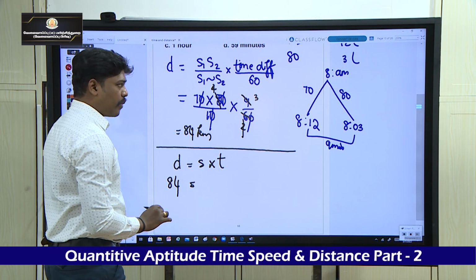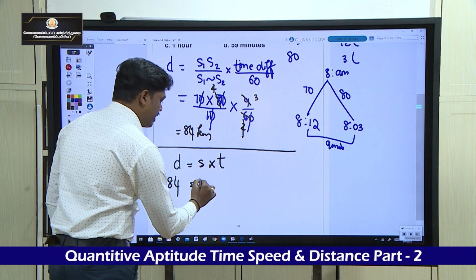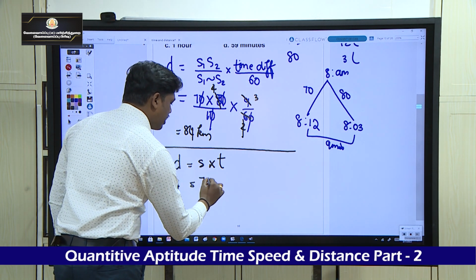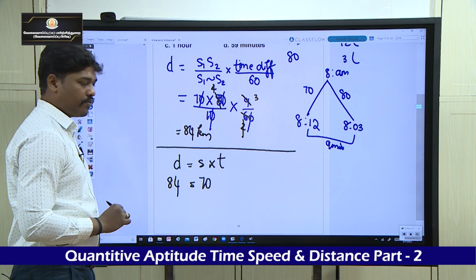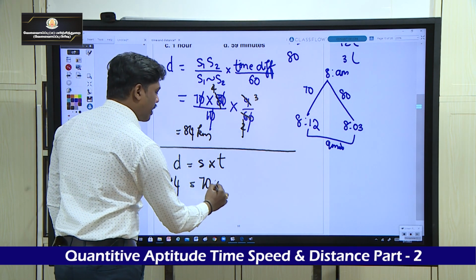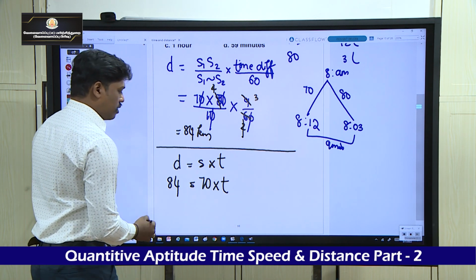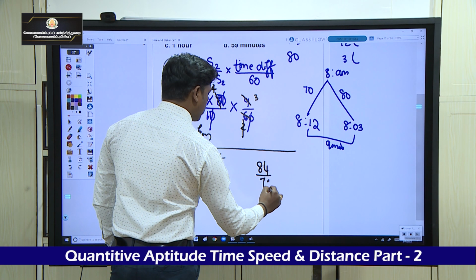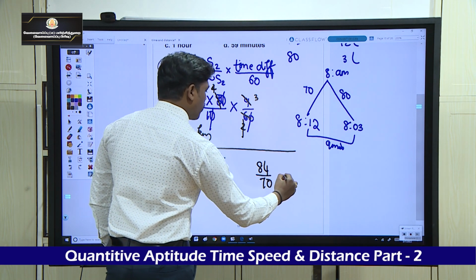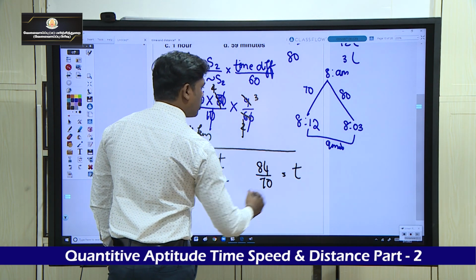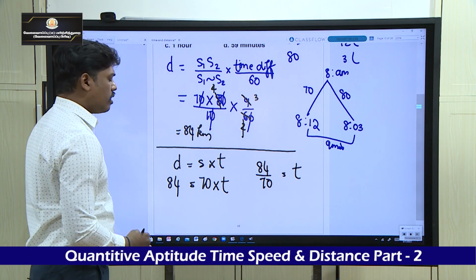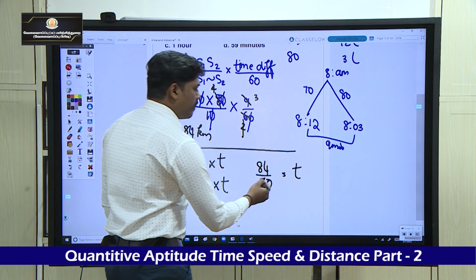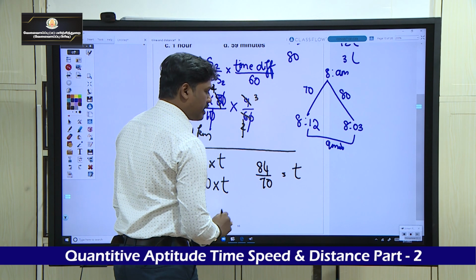Take any one instance, person moving at 80 kilometer per hour, or take 70 kilometer per hour, take one speed. So, I am taking 70, person moving at 70 kilometer per hour. What is the time taken? So, it would be like 84 divided by 70, that would be the time.